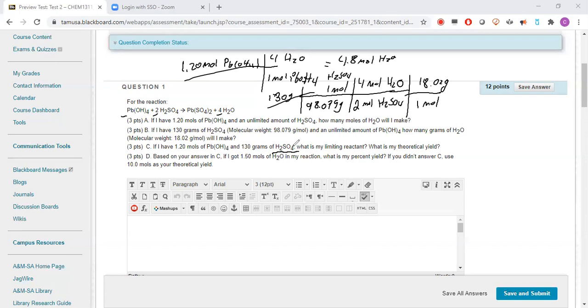D, based on your answer in C, if I got 1.5 moles of H2O in my reaction, what is my percent yield? If you didn't answer C, say that percent yield's 10. So I'm just going to do that. 1.5 divided by 10 multiplied by 100%. So that's our question 1 for us.